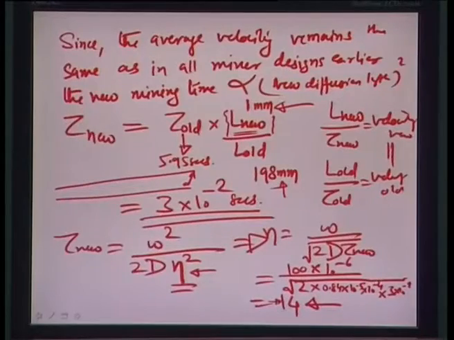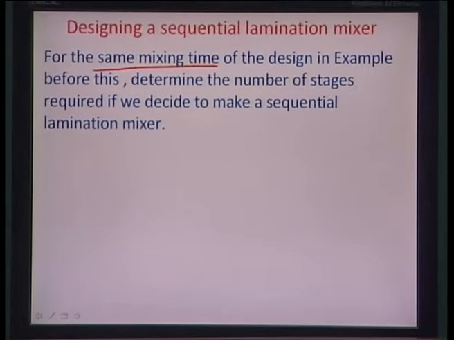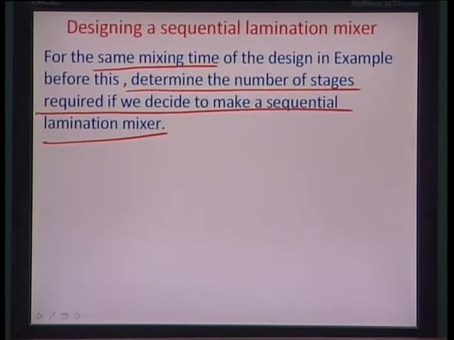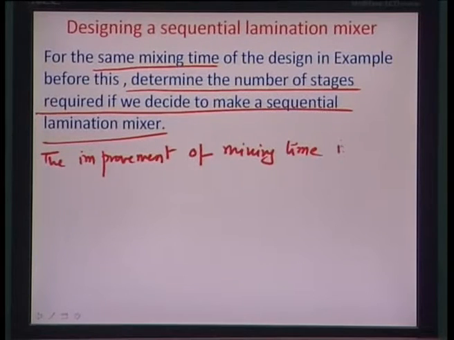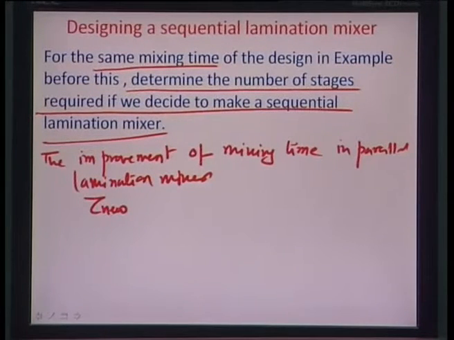So let's suppose now that we want to design the same mixing time as the example before this, which is about 3×10⁻² seconds. You have to determine the number of stages required if we decide to make a sequential laminar mixer instead of a parallel lamination mixer. So what improvements do we need to make here? The improvement of mixing time in the parallel lamination mixer case is given by the equation T nu by tau equals 1 by n square.